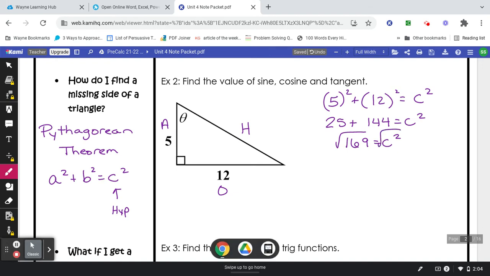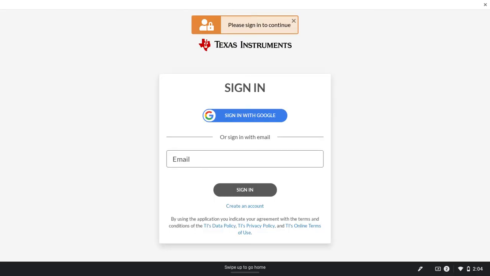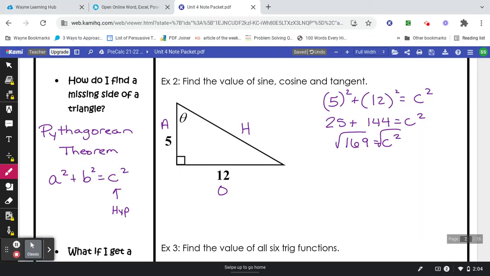And square root that, 169. In your calculator, you can just type that in. Square root of 169. All right, so the square root of 169 is 13. That side's going to be 13.